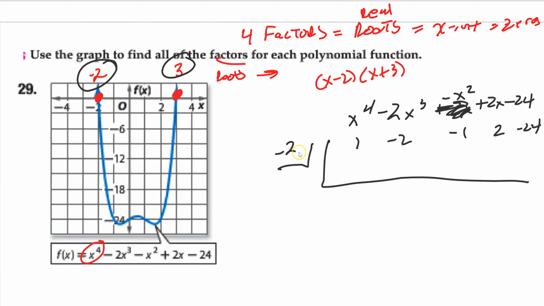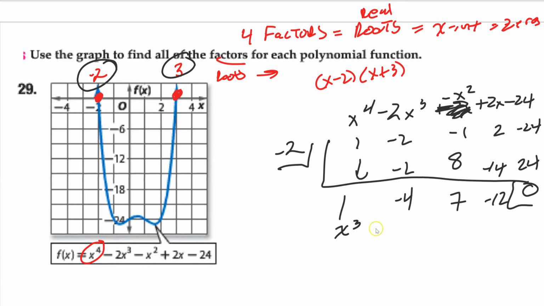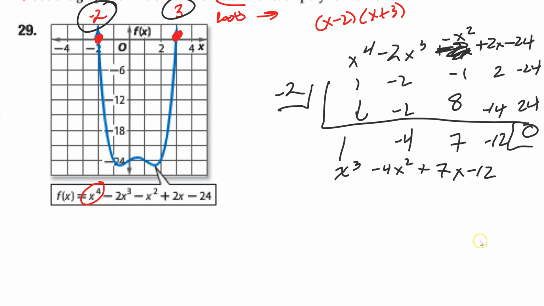I'll go -2 first. I'm gonna bring it down, multiply across, add, multiply across, -2, -4 is 8, add, 7, multiply, -14, add, -12, multiply, 24, and it works, 0. Now remember, now I have x cubed minus 4x squared. You always lose a power, 4, so 3, and just go down in order.